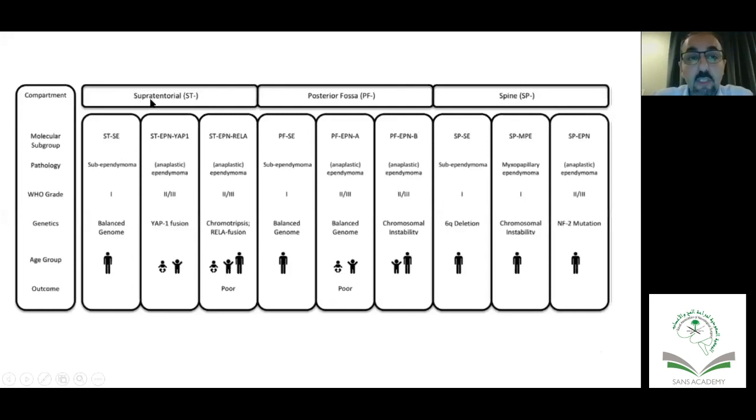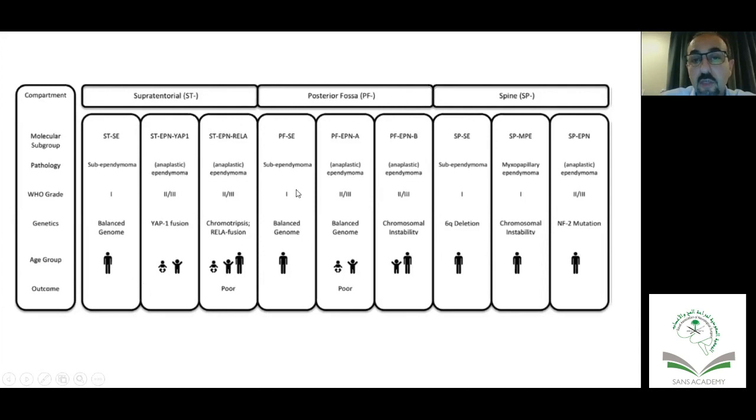It depends on the location. Supratentorial, this is interesting now. This is the new entity, the RELA. I showed you one case in an adult, which was actually published. RELA, they are grade 2 or 3, RELA positive. And then you have the YAP. So 3 in the supratentorial: the subependymoma, which is grade 1, with a balanced genome, not a lot of mutation. This group, YAP, is grade 2 or grade 3. And then we have the RELA fusion positive; these are negative.